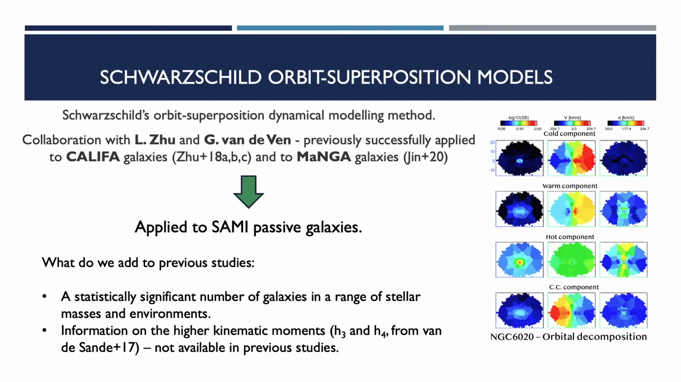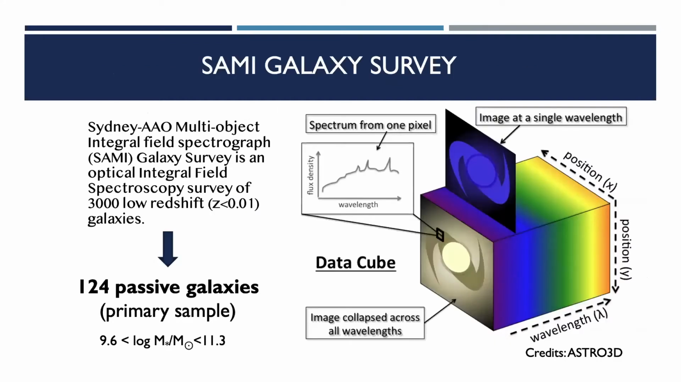The SAMI Galaxy Survey is an integral field spectroscopy survey and consists of more than 3,000 galaxies in the local universe. Since it's an integral field spectroscopy survey, we don't have just an image or a spectrum for each observation, but we have a 3D data cube. So we have spatially resolved properties for each galaxy. That's why we have 2D kinematic maps for each of our observations.